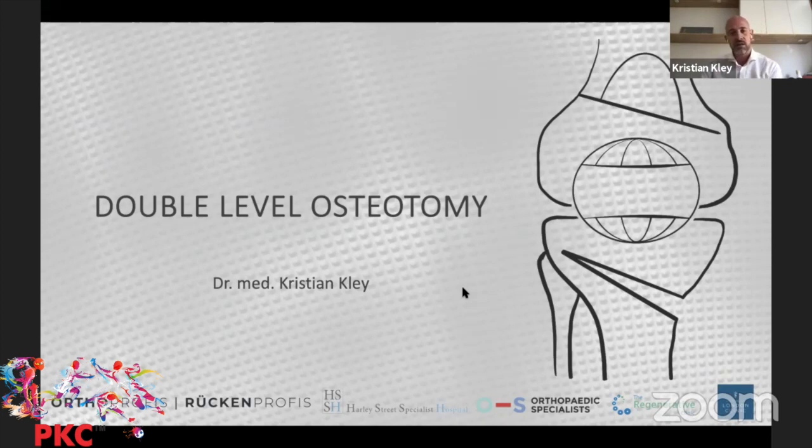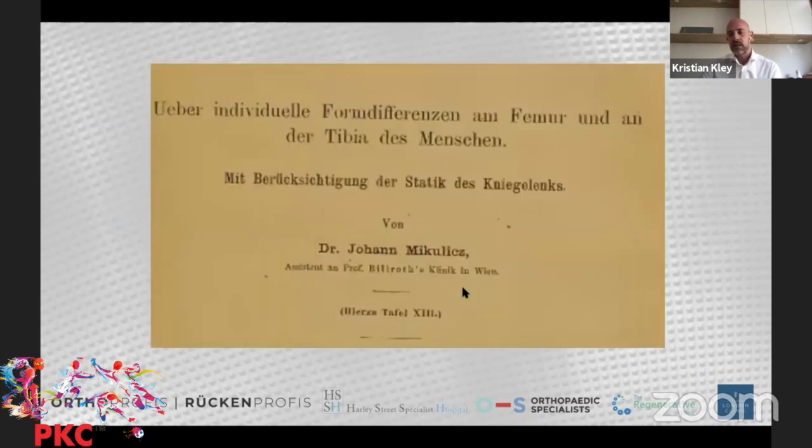So, it's quite easy. Now, as we have heard about HTO and about distal femoral osteotomy, we have two tools in our armamentarium. And in some of those cases, it might make sense to use them both.